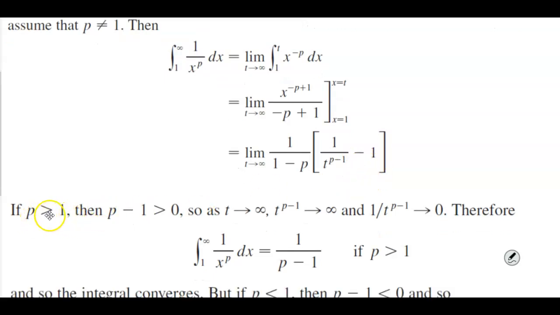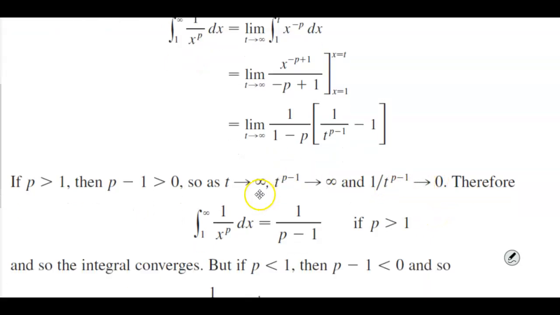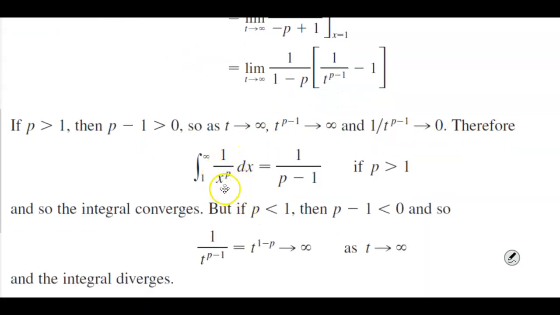Now, if we say that p is greater than 1, and if we subtract 1 from both sides, then we can say that p minus 1 is greater than 0. So as t approaches infinity, t to the p minus 1 also approaches infinity. And therefore, 1 over infinity is going to give you 0. So the integral from 1 to infinity of 1 over x to the p dx is equal to 1 over p minus 1, provided that p is greater than 1. And so the integral converges.